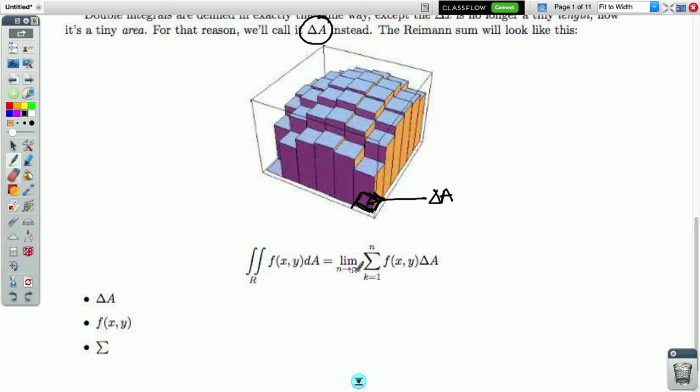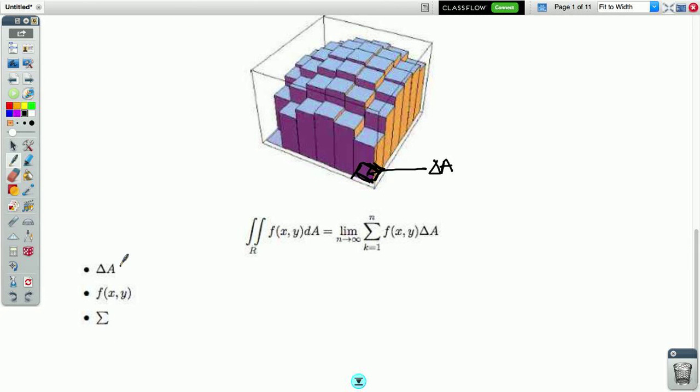We're going to take all these little prisms, infinitely many of them, because we want to be as accurate as possible, and then f of x y times delta A. So, like I said, delta A in this case represents the base area of a prism. Now, these can be regular or irregular, like all the areas can be the same, or they can vary. It really doesn't matter, because they're going to get so tiny anyway that it doesn't affect our answer.